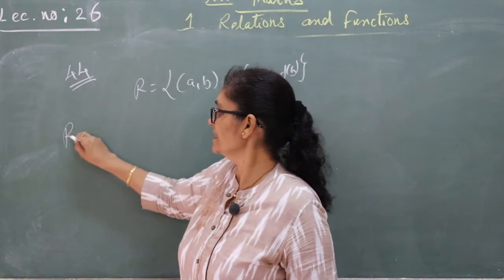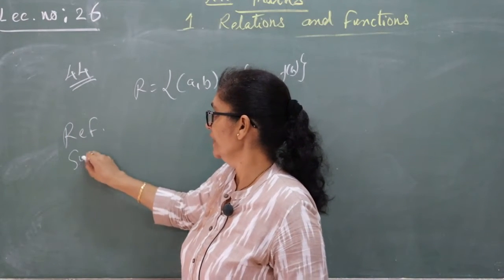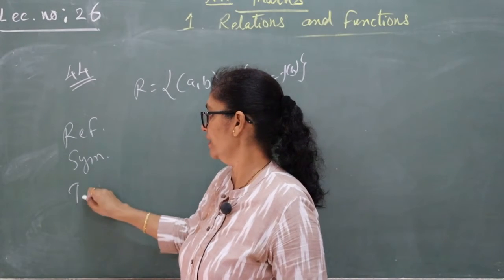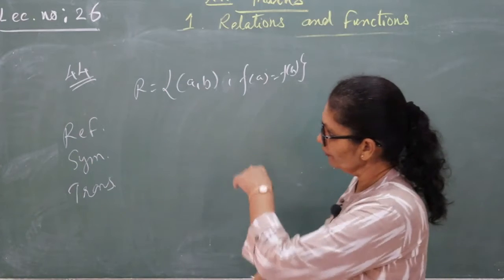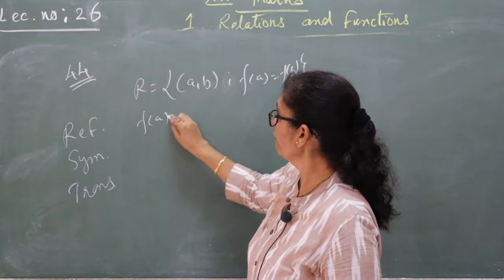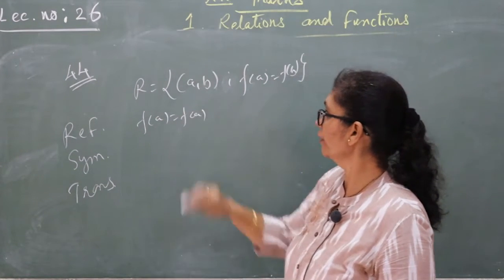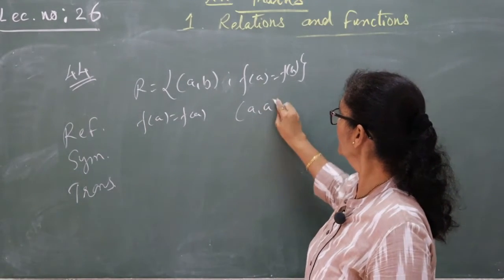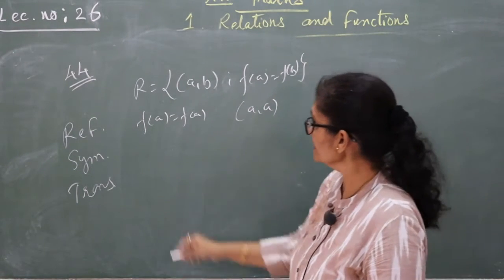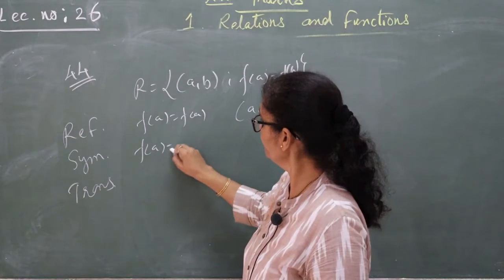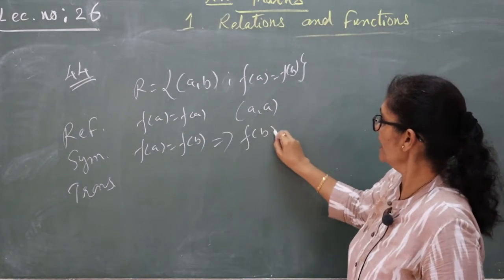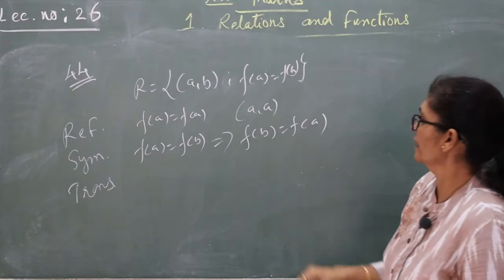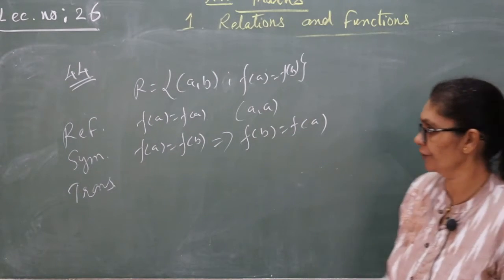So for equivalence, let's first check reflexive, secondly you have to check symmetric, and third you have to check transitive. Let's start with reflexive. We can say f of A equal to f of A, it is obvious, and you get the relation with (A, A). For symmetric, if f of A and f of B are the same, from this result we can say f of B and f of A are also the same. So we can say it is symmetric also.